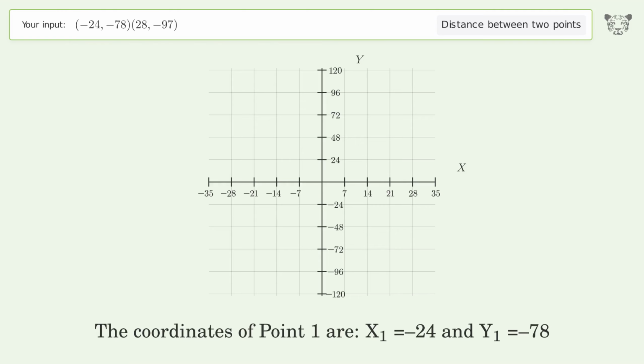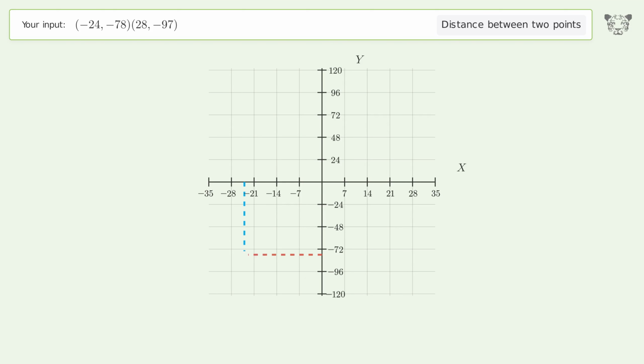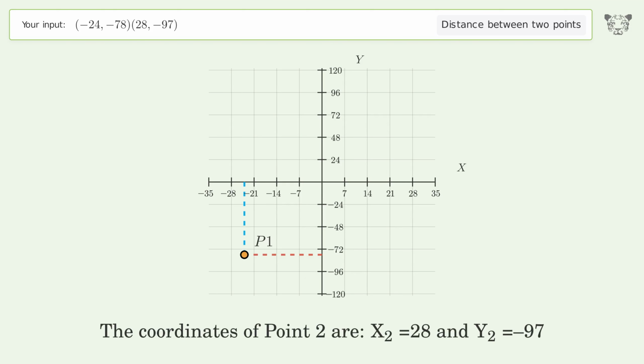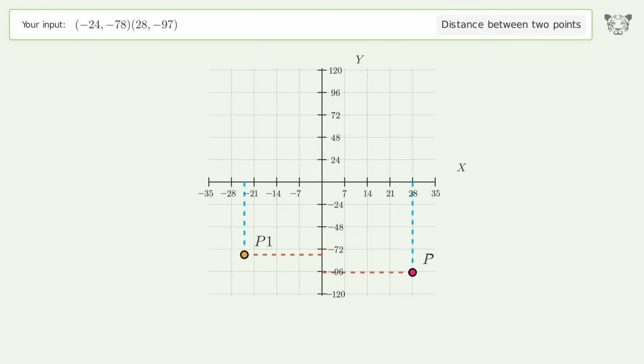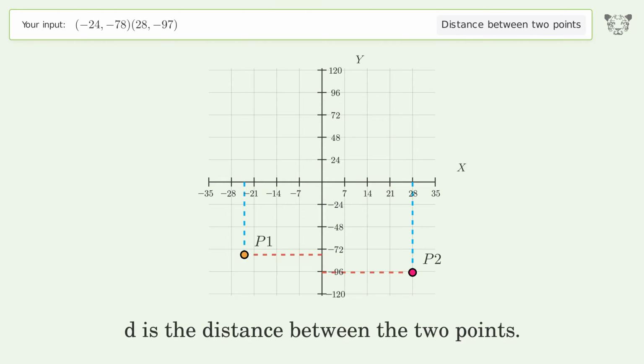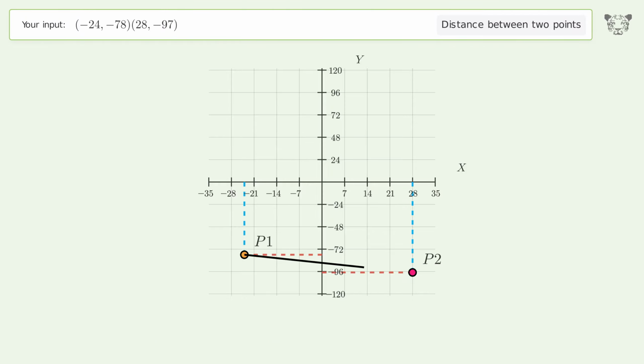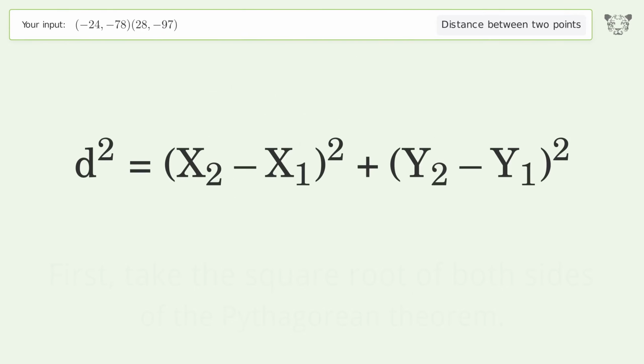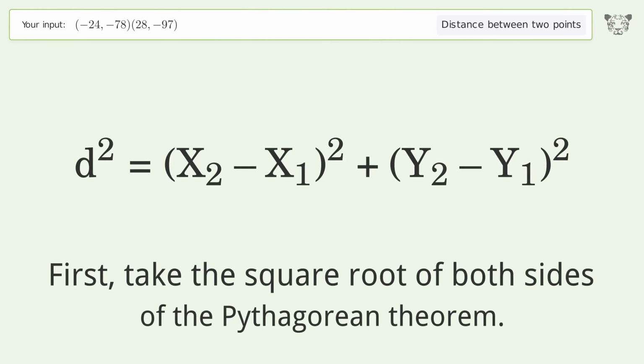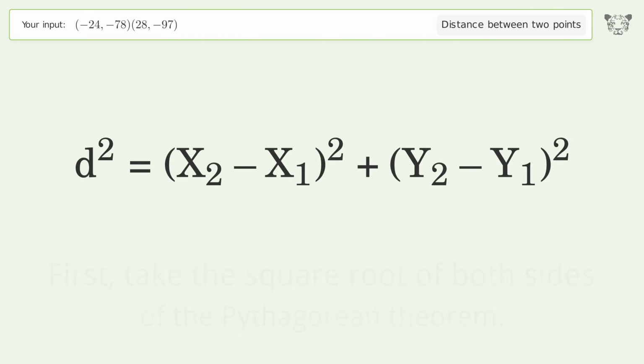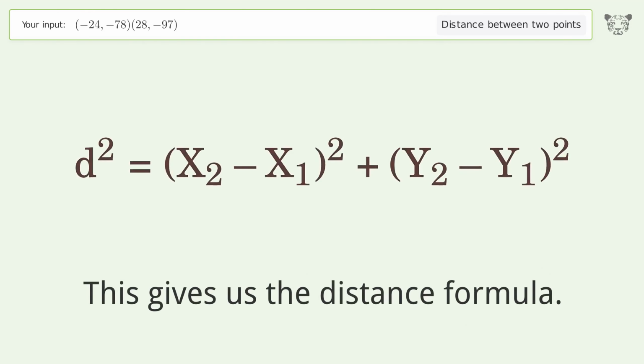The coordinates of point 1 are x1 equals -24 and y1 equals -78. The coordinates of point 2 are x2 equals 28 and y2 equals -97. D is the distance between the 2 points. First, take the square root of both sides of the Pythagorean theorem. This gives us the distance formula.